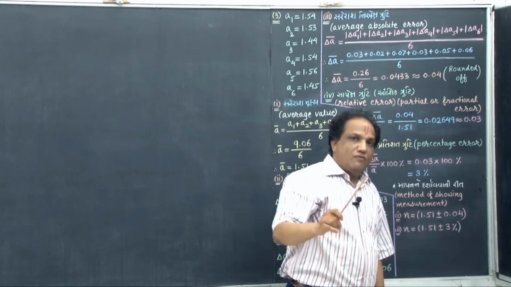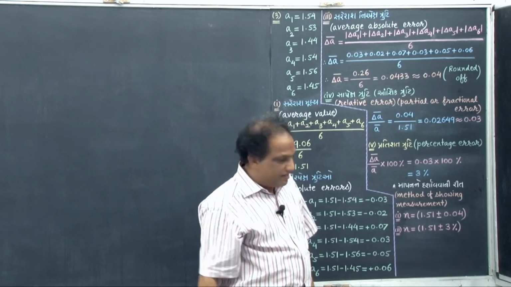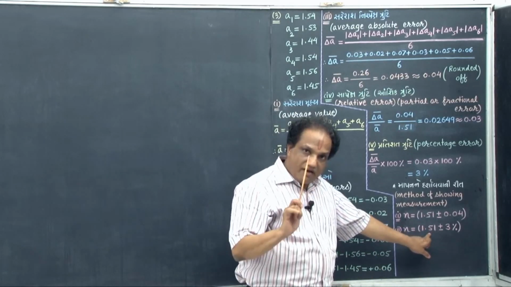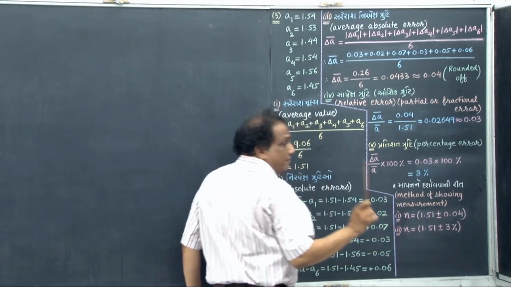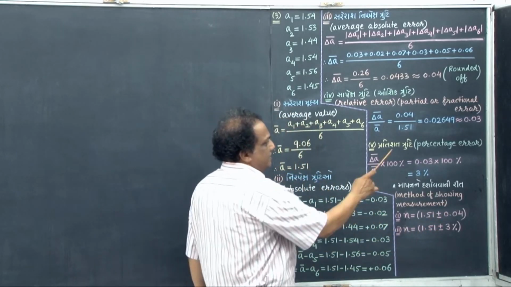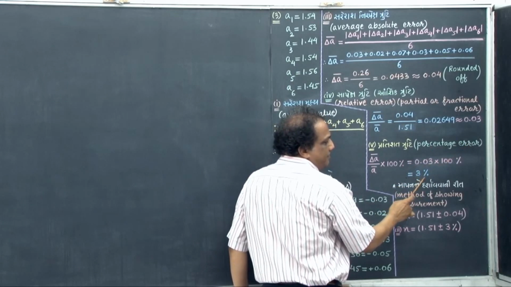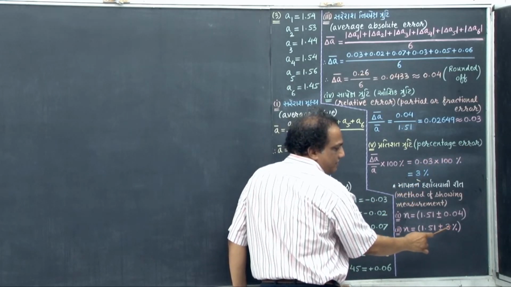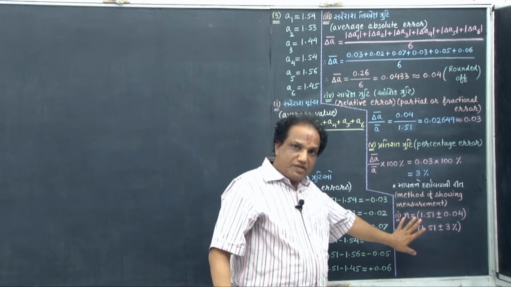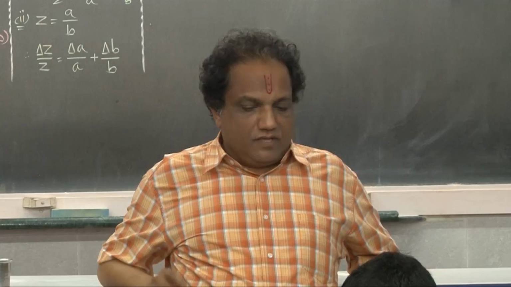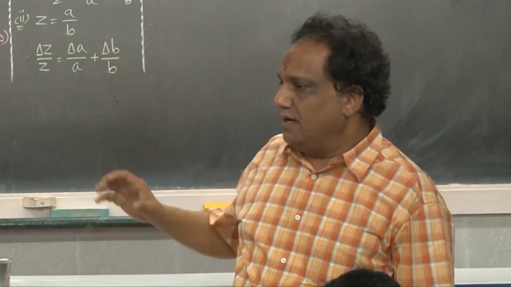Got it? What is the second way? In the second way, first of all you write down average value, it is 1.51 plus or minus percentage error. Percentage error right now it is 3%. So I am writing plus or minus 3%. Okay? Please remember this method. Okay? Fine. Read number 4.